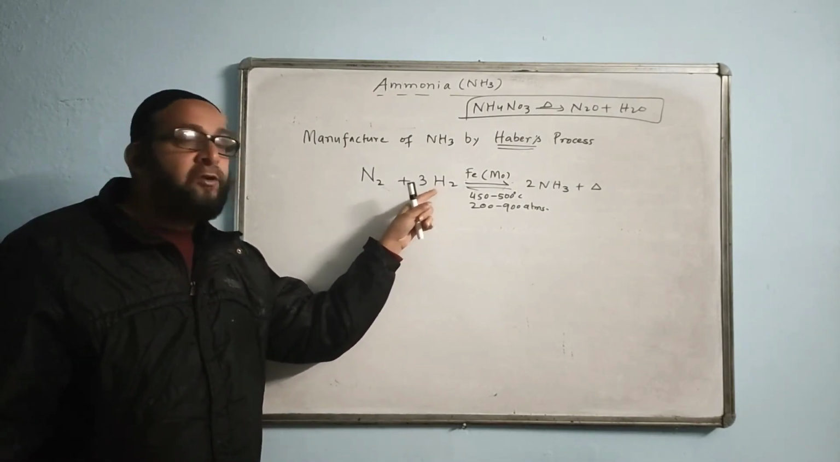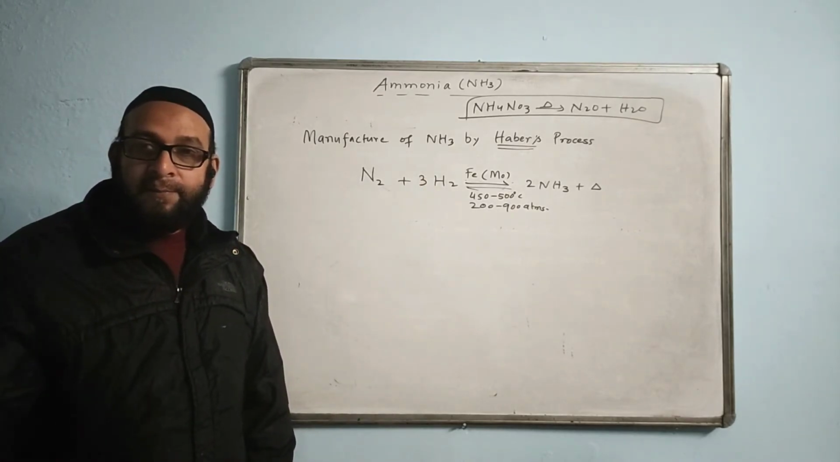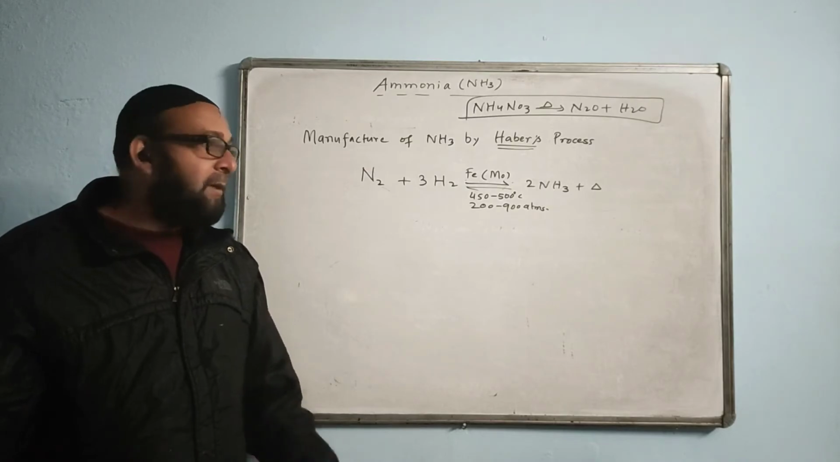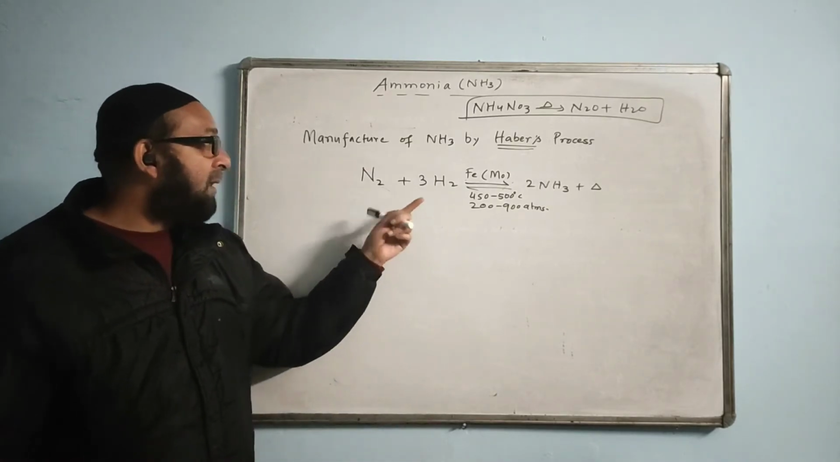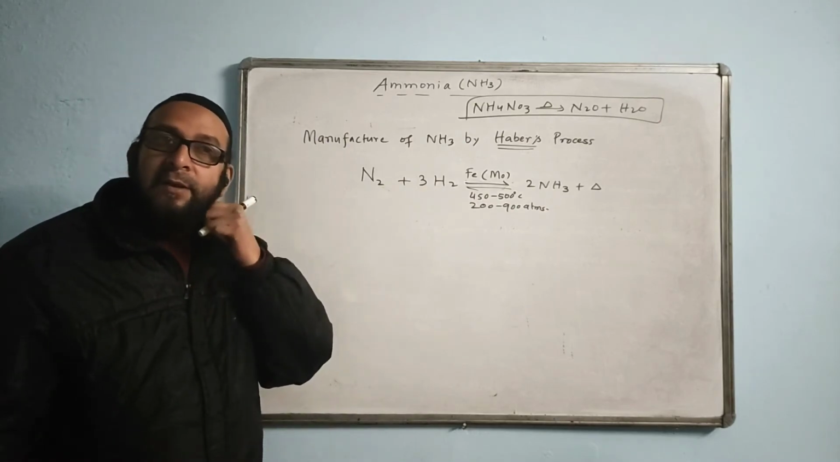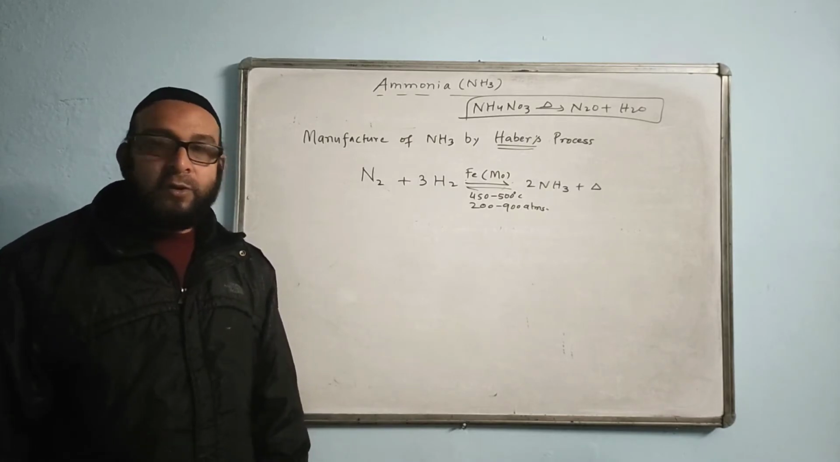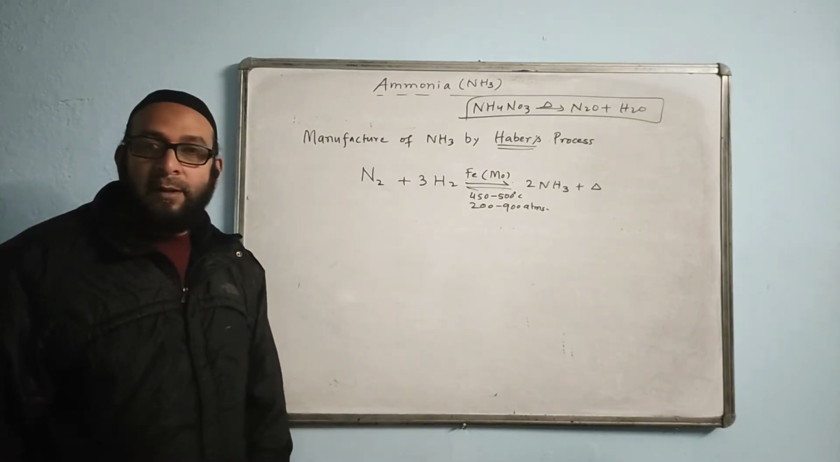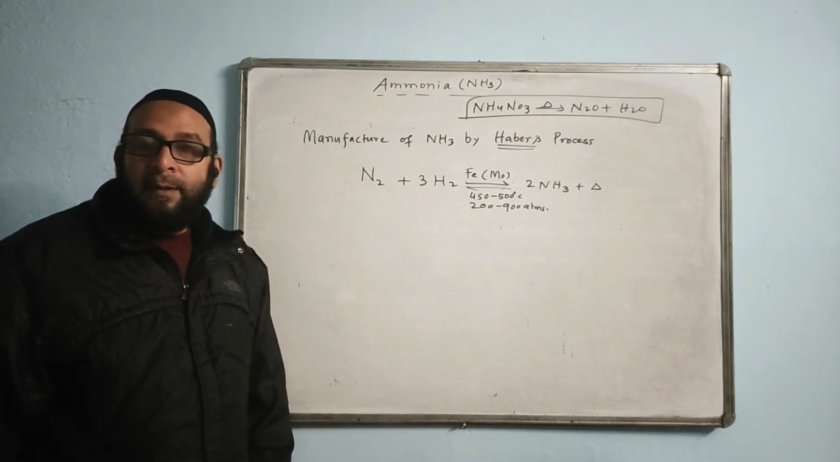What is the source of hydrogen used in this reaction? The answer is water gas by the Bosch process, B-O-S-C-H. By the Bosch process, we get water gas and that gives us hydrogen. Even the source of this hydrogen is LPG, natural gas. LPG cylinders are also a source of this hydrogen. So that hydrogen we are using here for this reaction.